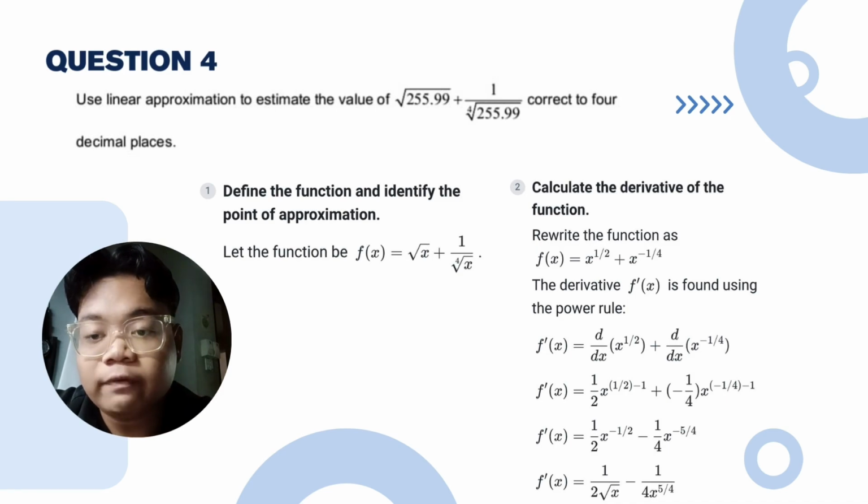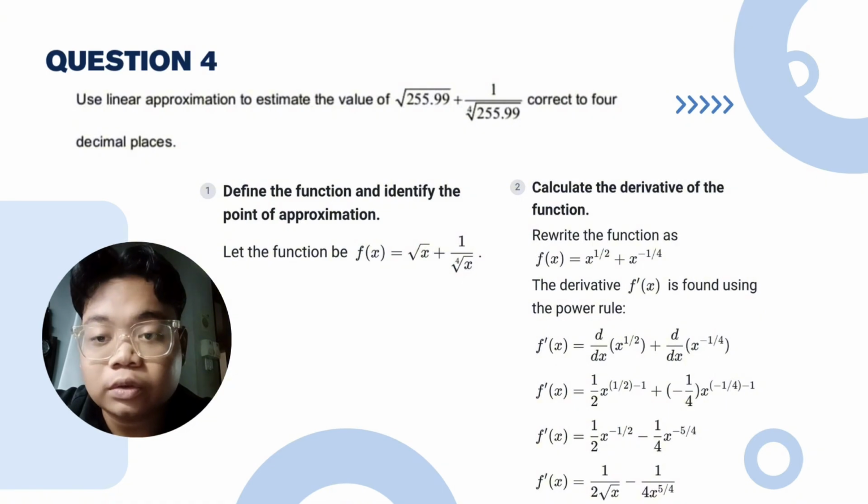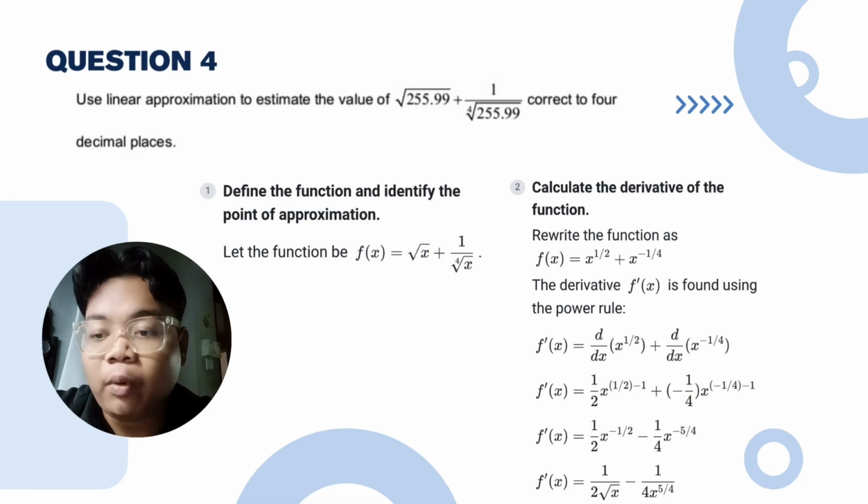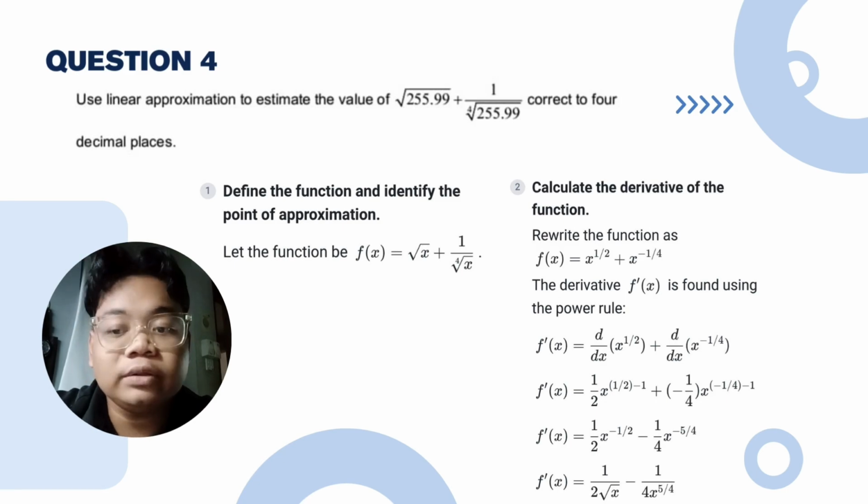the function is f of s equals square root of s plus 1 over the fourth root of s. We want to estimate the value of f of 255.99, where we choose an arbitrary point where the function is easy to evaluate, which is s equals 256, and the change in s is ds equals 255.99 minus 256, which equals negative 0.01.